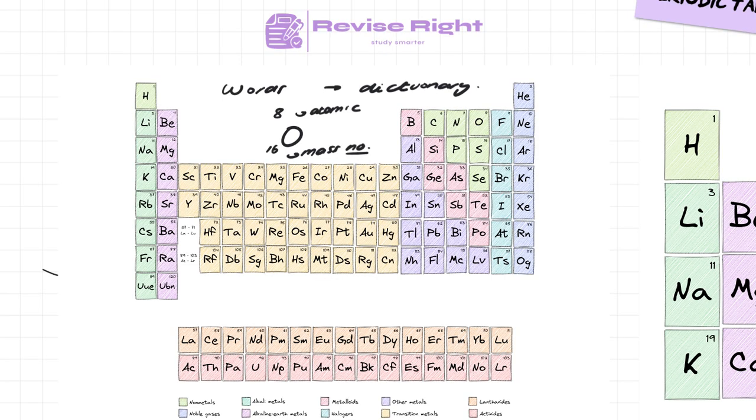Just pick loads of different elements. Maybe you can pick boron, maybe you can pick fluorine, maybe you can pick magnesium, and literally just go through the practice of writing them down, identifying the two numbers, and that is quite literally it.